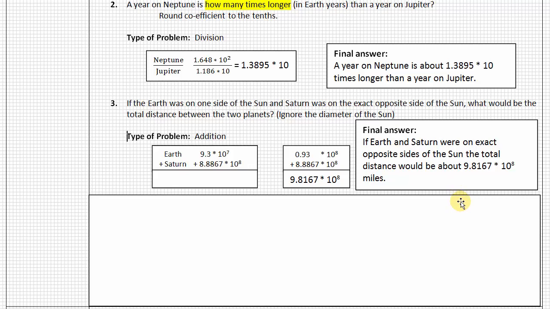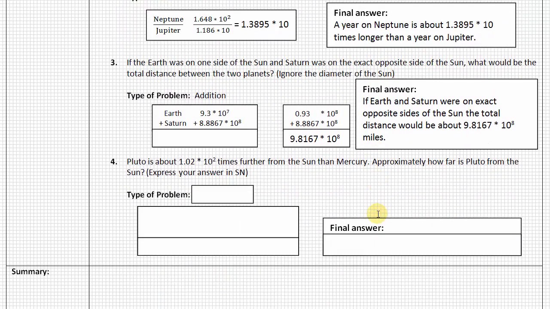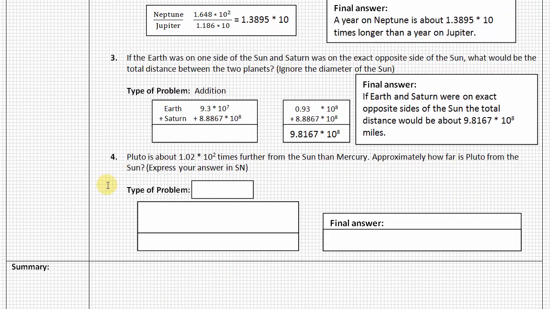Let's go ahead and do one final problem. Here's our fourth and final problem. Pluto is about 1 and 200ths times 10 squared times further from the Sun than Mercury. Approximately how far is Pluto from the Sun? And of course, we want to express our answer in scientific notation. But first we need to decide what operation we are doing. What kind of problem is this?